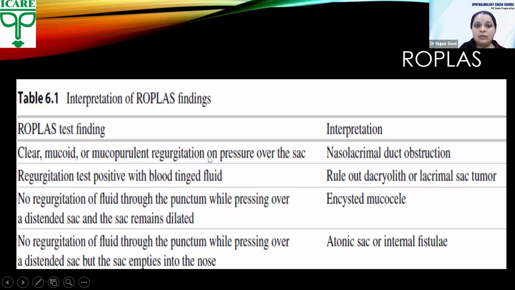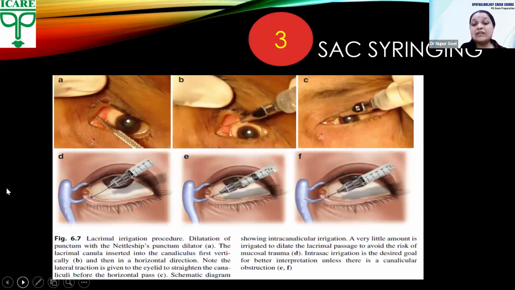Once you do this test, you must be aware of the interpretation of the findings: what kind of fluid was regurgitating, or if there was no regurgitation. So this is a quick table. In the interest of time, I'll skip this because we have other tests to cover as well. Coming to sac syringing, this is another very important test.